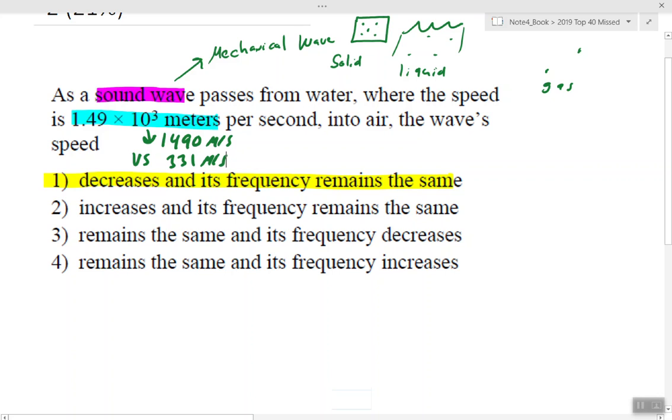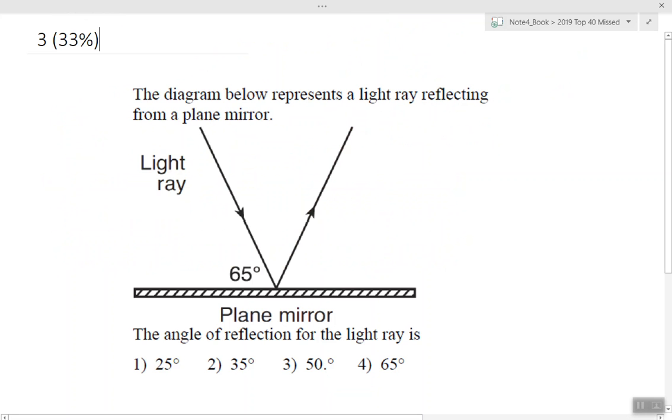By the way, pretty much any wave does not change its frequency. This stays the same. It's what I like to call the social security number of the wave. So it always stays the same when you have a wave interacting with 2 materials. Question 3, 33%. This question is evil.